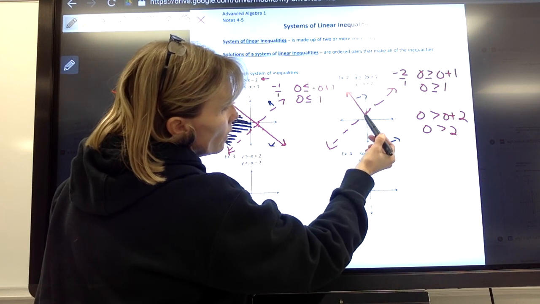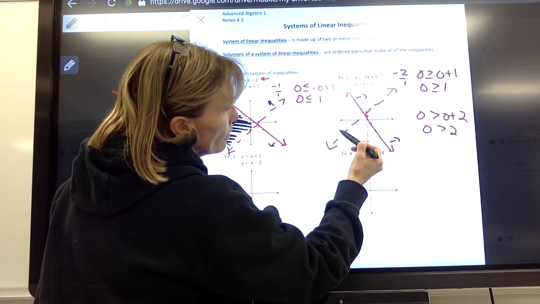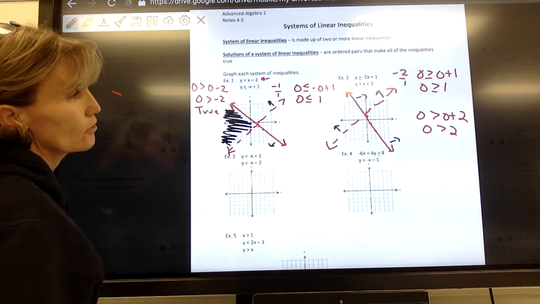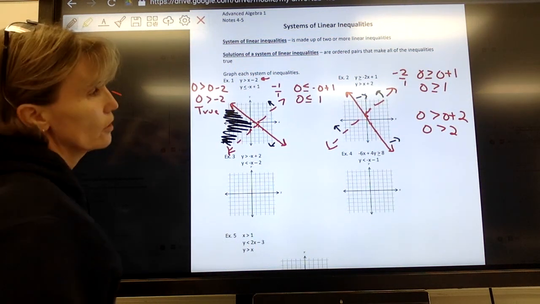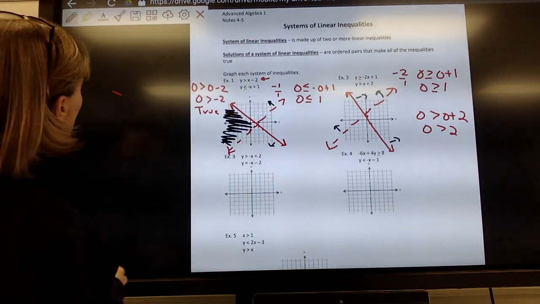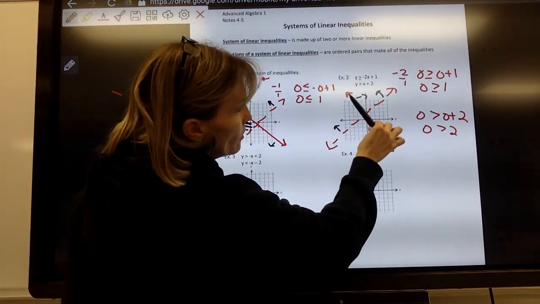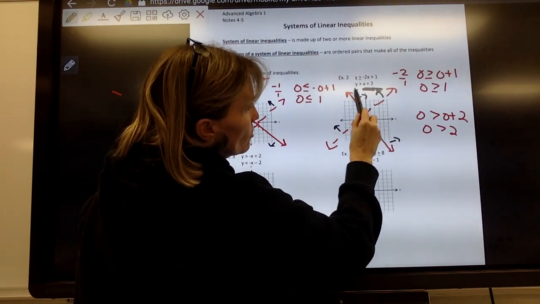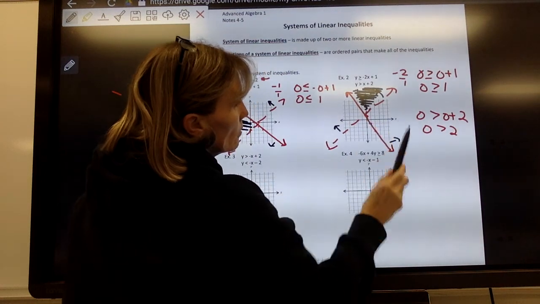So for that broken line, I don't want to be down here. I want to be up there. I don't want 0, 0 shaded because that made it false. So now we go back and we're going to shade the portion that makes both true. So we have to be to the right of the solid line and we have to be above the broken line. That would be just this portion up here.